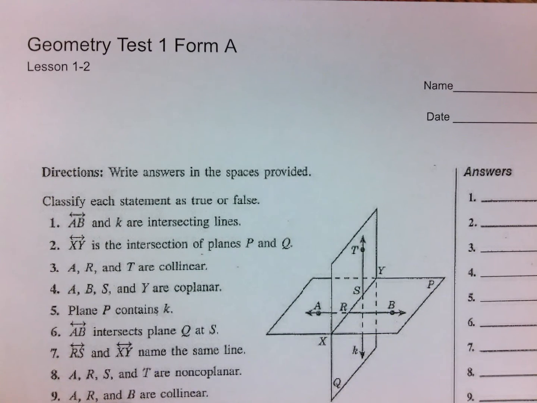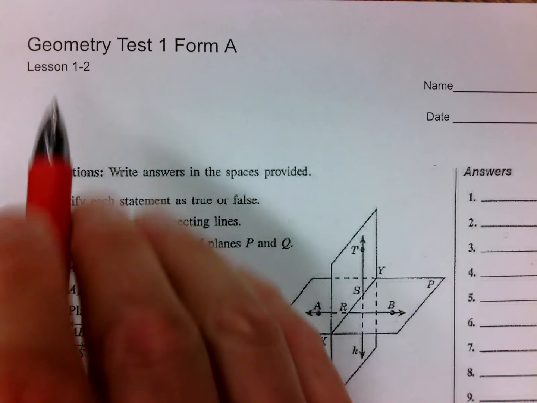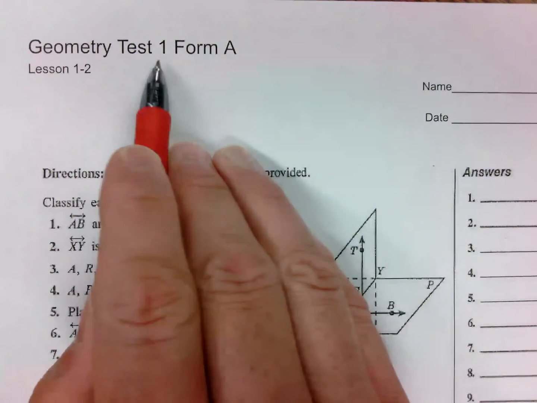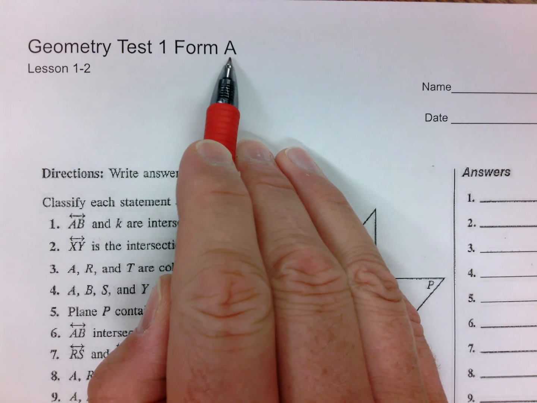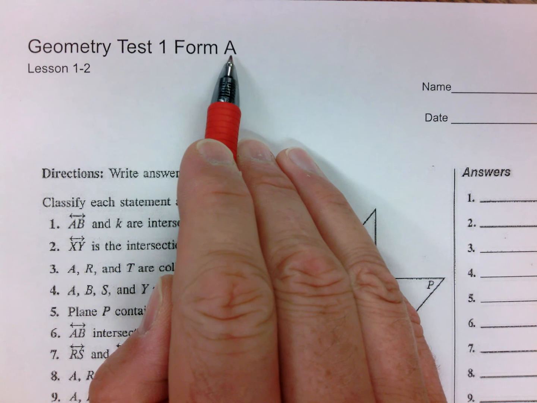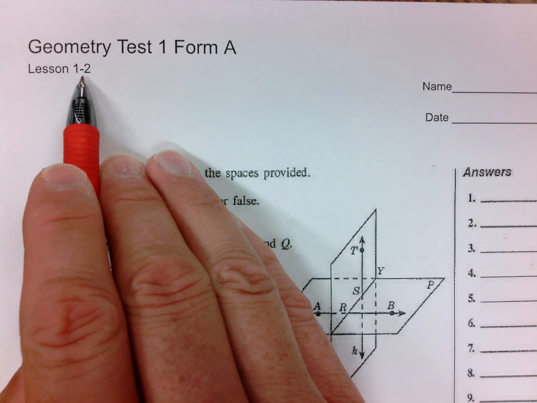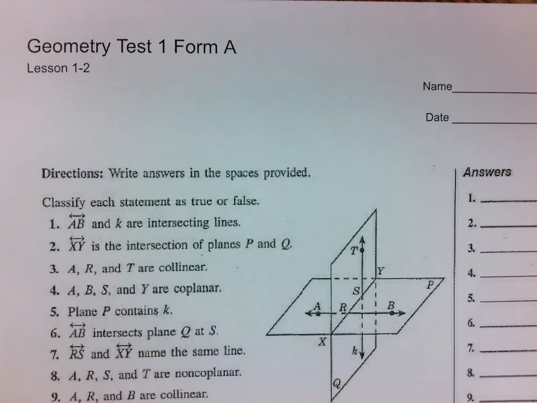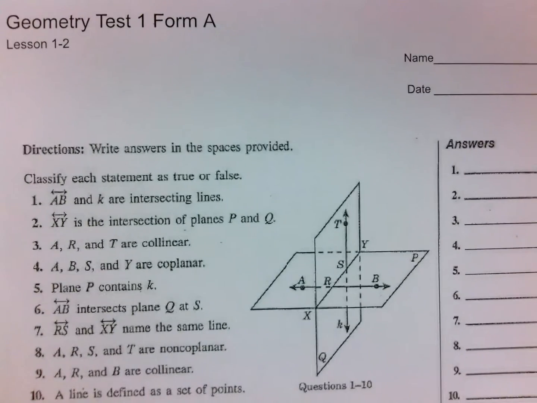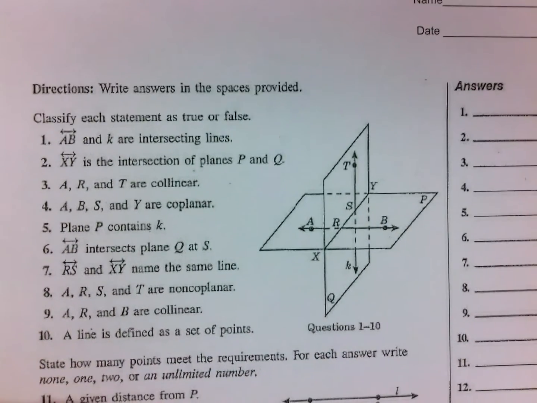Okay, we are ready now for me to go over our first geometry test. Test 1, this is Form A. First form, there'll be a Form B that you can do as a test makeup. And this test just covers lessons 1-2. Most of our other tests will cover more than one section. So this is a fairly short, small test.